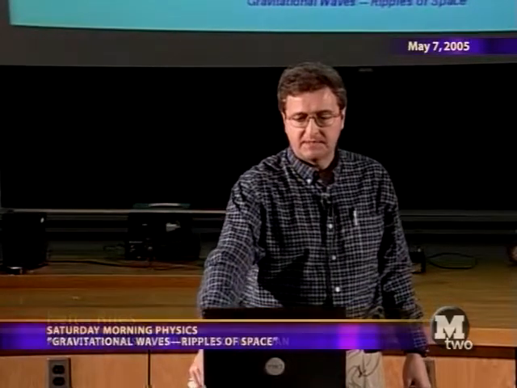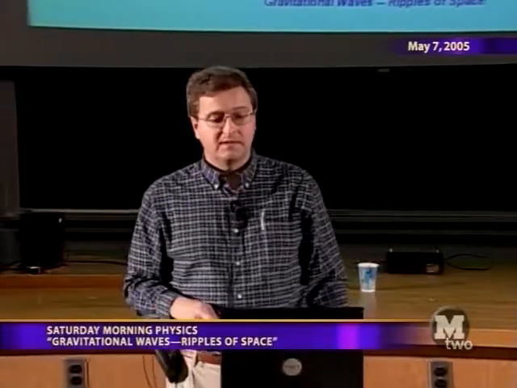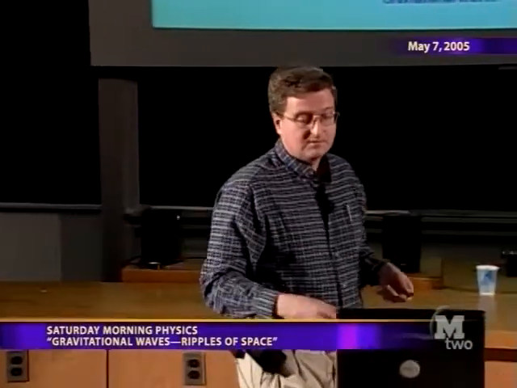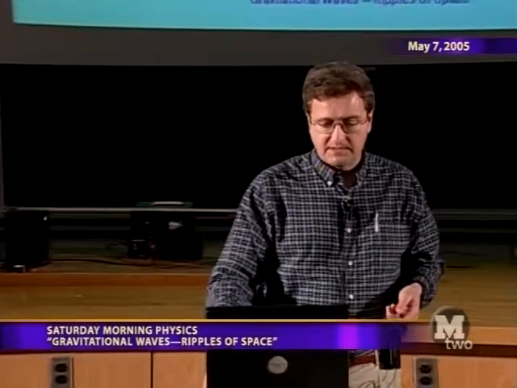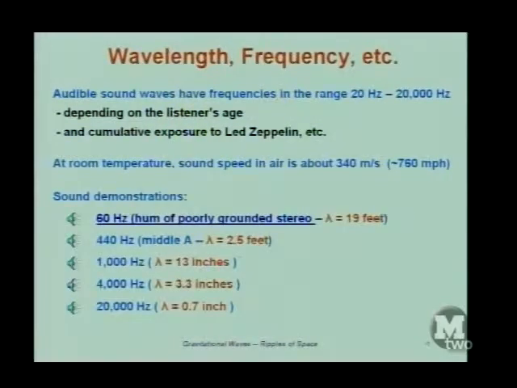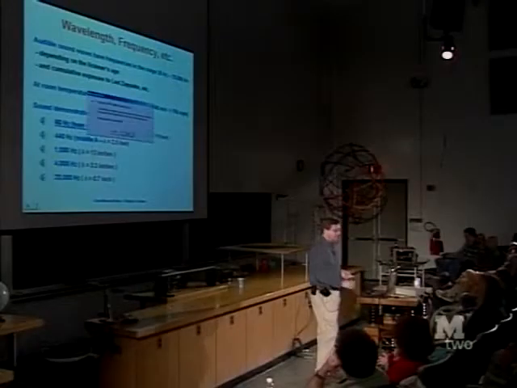Okay, let me talk about sound waves. Audible sound waves have frequencies in the range of 20 hertz to 20 kilohertz. Now, as we get older, we typically lose some of our hearing at higher frequencies, so this upper limit may depend on your age. It may also depend on what sort of music you listen to as a teenager. Now, at room temperature, the speed of sound in air is about 340 meters per second. It's almost 800 miles per hour. And let me play some examples of audio clips for you. This is 60 hertz, which has a wavelength of 19 feet in the air.